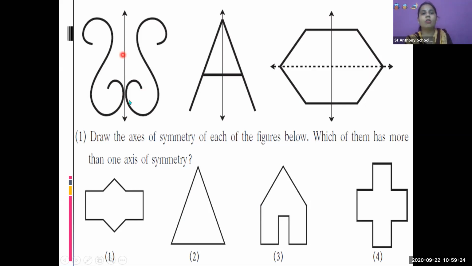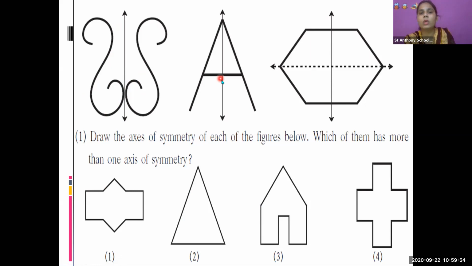And when we draw an axis of symmetry in between these two figures, and when we fold it, this figure falls on this figure exactly. So this is known as a symmetrical figure. This is known as the axis of symmetry. And when this symmetrical figure gets divided into two equal parts and they fall exactly on each other, this is known as reflectional symmetry.